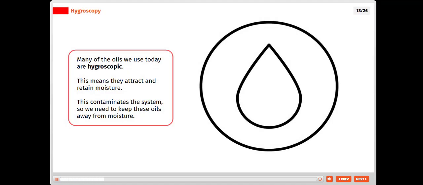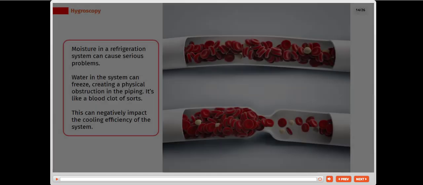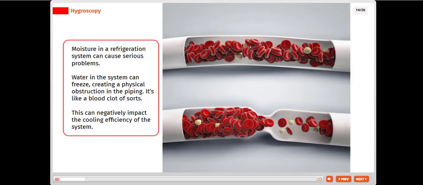Many of the oils we use today are hygroscopic. This means they attract and retain moisture. This contaminates the system, so we need to keep these oils away from moisture. Moisture in a refrigeration system can cause serious problems. Water in the system can freeze, creating a physical obstruction in the piping. It's like a blood clot of sorts. This can negatively impact the cooling efficiency of the system.